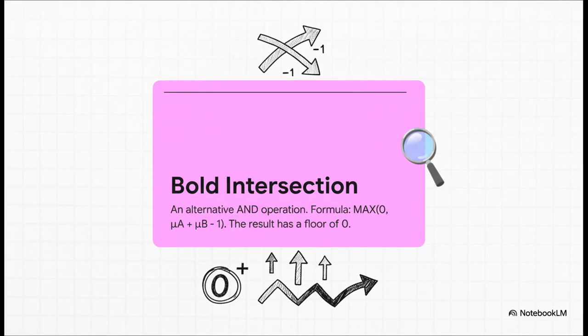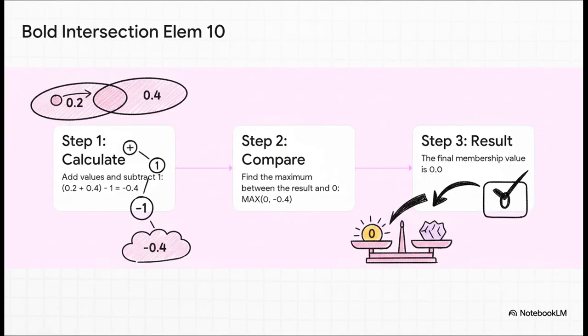And on the flip side, we have bold intersection. This is a much, much stricter way of performing an AND operation. Here, you add the values together, then you subtract 1. And just like before, there's a safety net. The result can never, ever drop below 0. Let's take element 10, with its values 0.2 and 0.4. We add them to get 0.6, then subtract 1, and we land at negative 0.4. But the formula tells us to take the maximum of that result and 0, so our final membership value is simply 0.0.